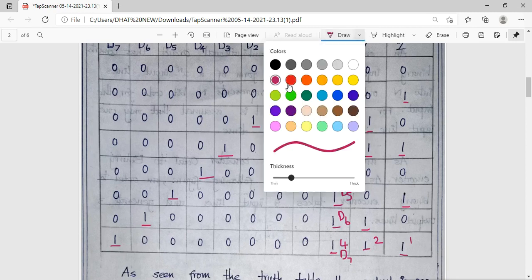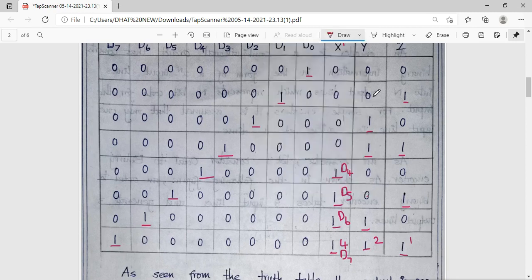And then Y. The Boolean expression for Y is D2, D3, D6, D7. In these places only we will get output from Y. And then Z, that is D1, then D3, and then D5 and then D7. This is the Boolean expression for Z.